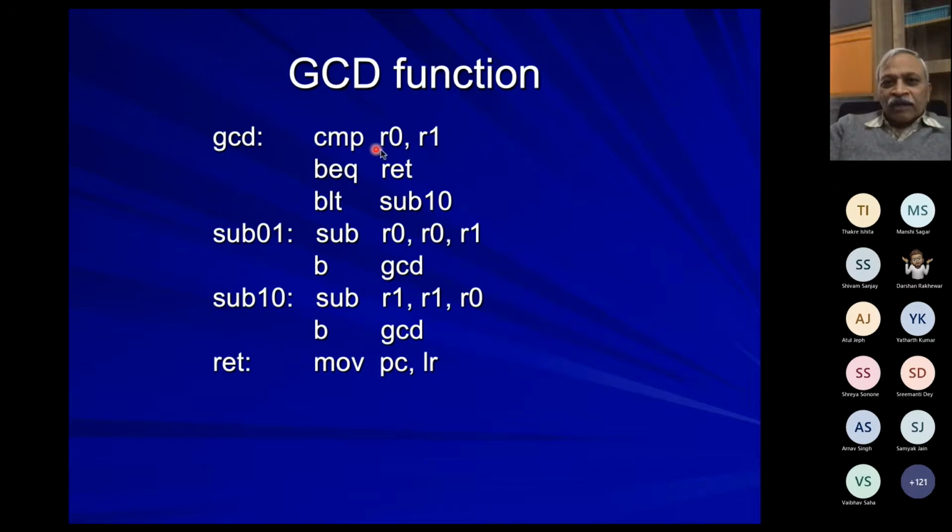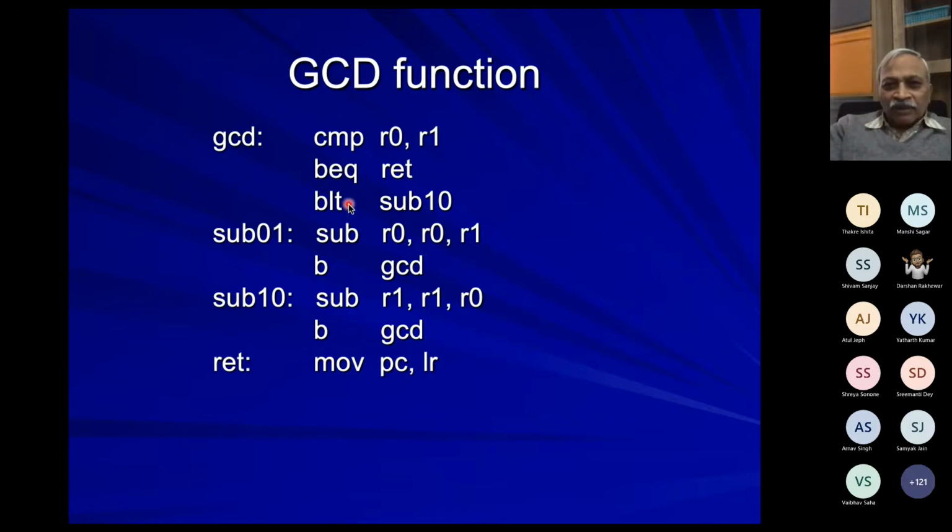It's very straightforward. Compare R0, R1. If they are equal, then we are done. So BEQ to the label RET, where we will make the return. Otherwise, you subtract. You'll see that there are two labels here, subtract 0, 1 and subtract 1, 0, which I'm using to say that here from R0 we'll subtract R1, and here from R1 we'll subtract R0. So subtract R0, R0, R1, and go to the beginning.